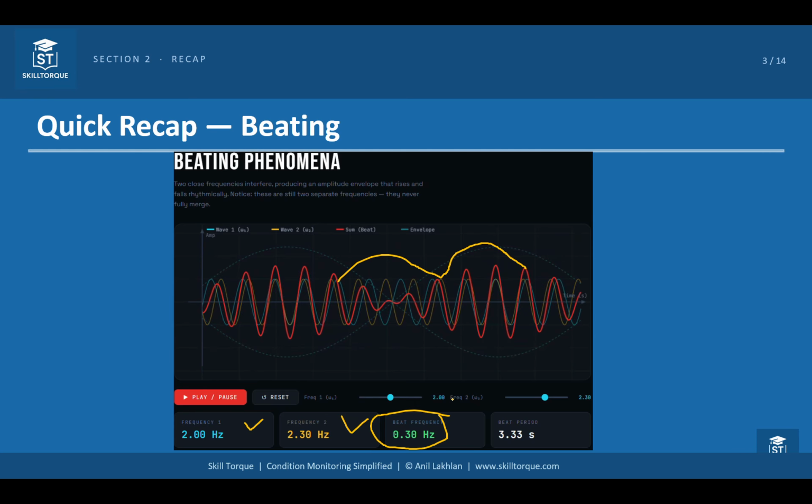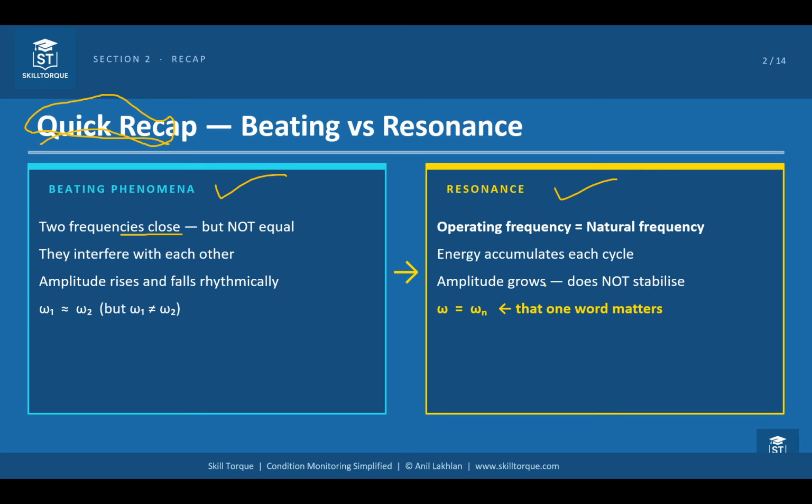But in resonance, what happens is that resonance occurs when the operating frequency equals the natural frequency. It's not just close, it's exactly equal. That one word, equal, makes the entire difference, and it differentiates resonance from the phenomenon known as beating.